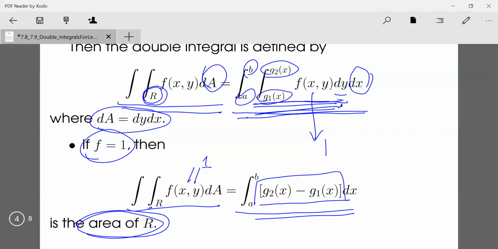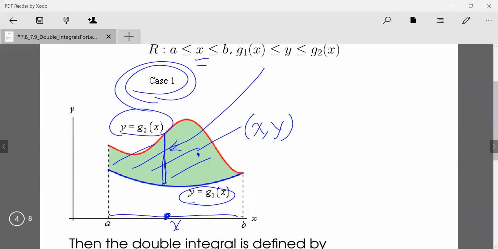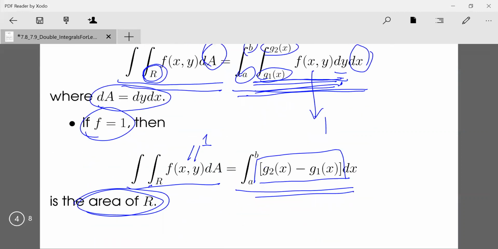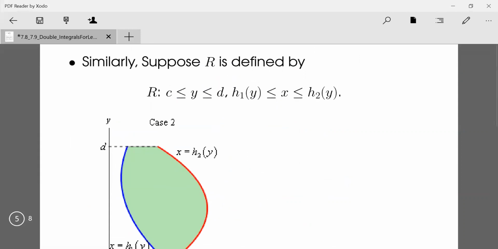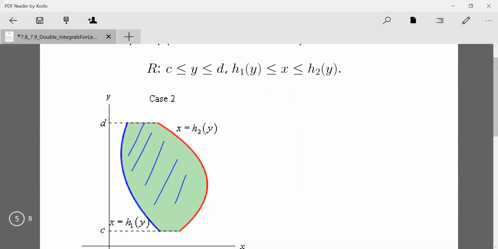And this is the case when the region is so-called case 1 or type 1. Okay. Now there's a type 2 case, and so that's the next slide, and it's kind of similar. Okay, so let's point out the difference. In this case, again, the region R is defined by the condition for the coordinates of a point.